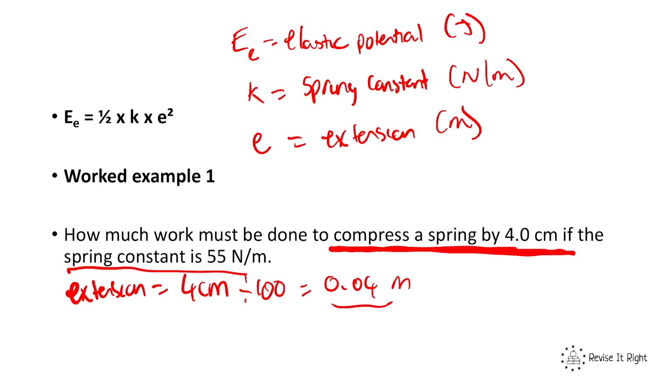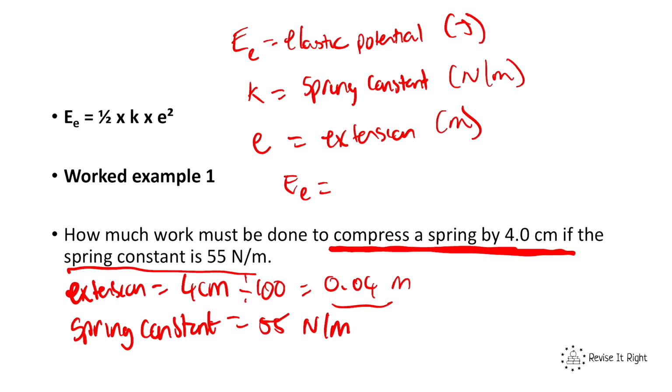Then also we've been given the spring constant, so that is 55 newtons per meter. We can then put these into our equation. So elastic potential energy is equal to 1/2 times our spring constant, which is 55, times our extension squared, which is 0.04 squared, and therefore our elastic energy is 0.044 joules.